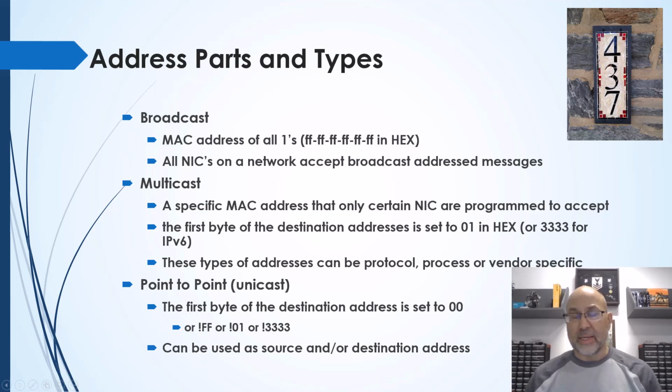Now, multicast is specific to vendors or protocol or the type of transmission. If we're talking about point-to-point or unicast, one node talking to another node, the beginning part of the MAC address can be anything, as long as it's not 01 or 3333. Now, it used to be that 00 was the reserved address beginning, the first byte for unicast addressing. We find out that that's not actually the case anymore, though we still see examples of that everywhere.